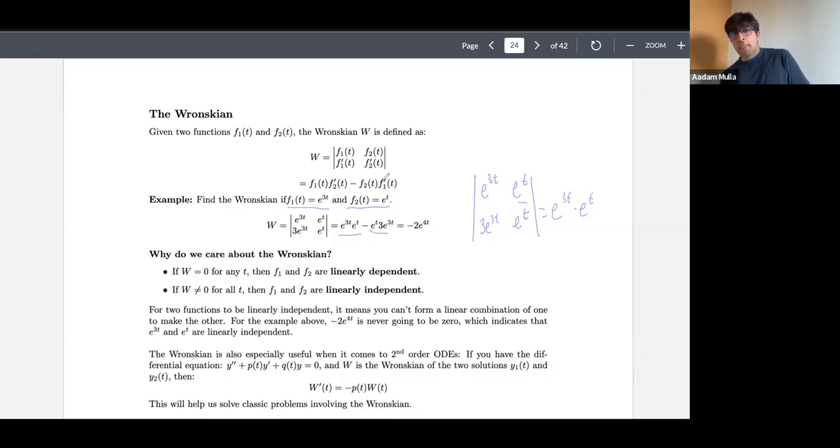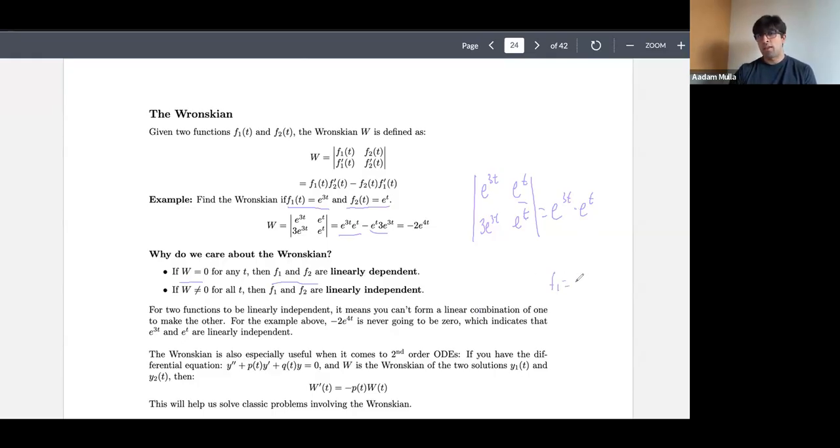Why does it matter? Because if we find that the Wronskian is equal to 0 for any choice of t, as in if you find me a t where the Wronskian is 0, that means that our functions are linearly dependent. In the same way, remember, vectors are linearly dependent if you scale one and you can get the other. It's the same way for functions, right?